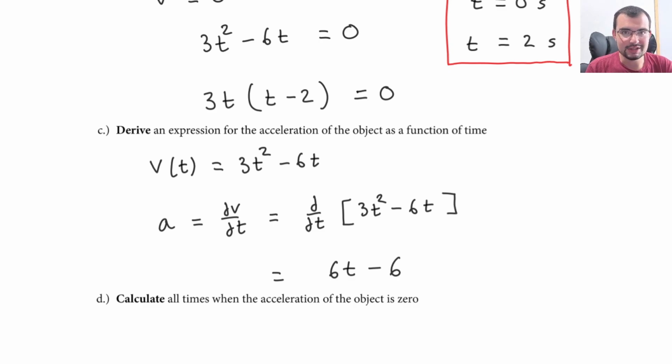Again, how can we easily see that? What's the slope of negative 6t if that was a line? Well, it's just a line with slope negative 6. So this would be our acceleration function.